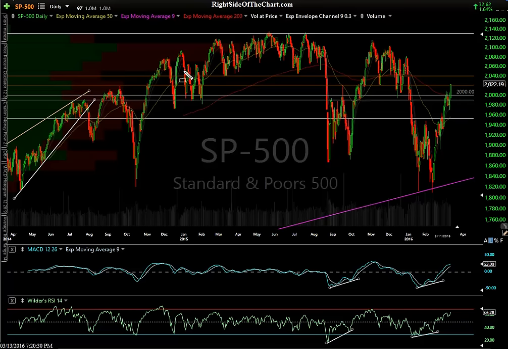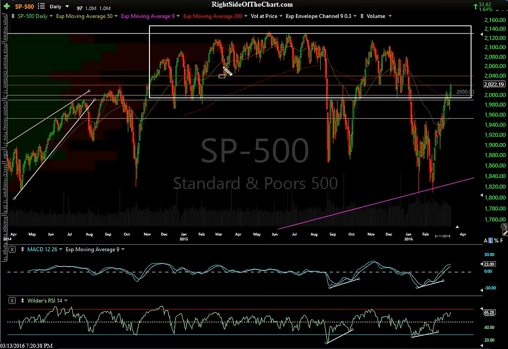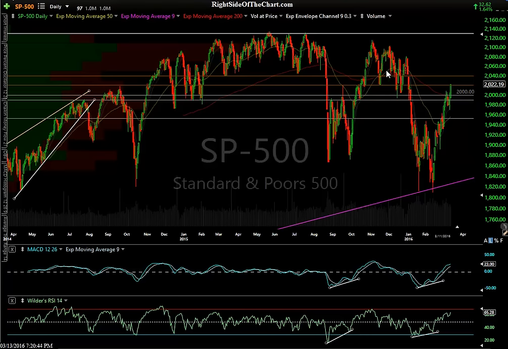Here's that big trading zone on the S&P 500. It's not as well defined as the Nasdaq, but we have this whole level here. That's supply, we call it. That's like a big rounding top on the S&P 500. Can we get through it? Anything's possible.